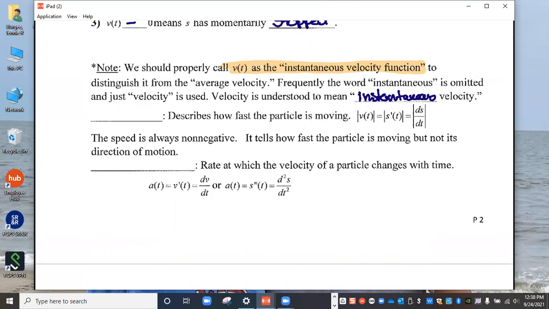Another application that we talk about with derivatives is speed. It describes how fast the particle is moving, and that's simply the absolute value of your velocity function. Speed is never negative. It tells us how fast we're going, but it doesn't tell us anything about the direction.